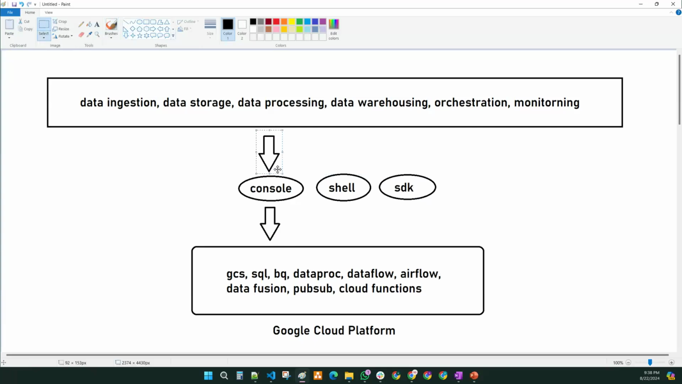So what is Cloud Console? What is Cloud Shell? What is Cloud SDK? That we will see tomorrow, guys. I just wanted to give you some idea of what this one is, what that one is. I just told you.